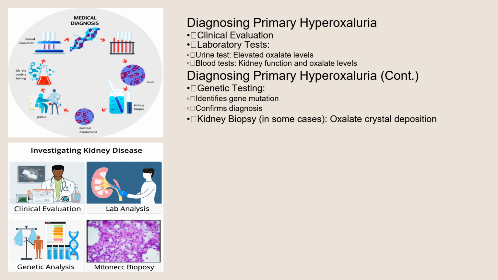Diagnosing primary hyperoxaluria involves a combination of clinical evaluation and laboratory tests. A urine test can reveal elevated oxalate levels. Blood tests can assess kidney function and measure oxalate levels in the blood. Genetic testing can identify the specific gene mutation causing the condition, confirming the diagnosis. In some cases, a kidney biopsy might be necessary to examine the extent of oxalate crystal deposition in the kidneys.